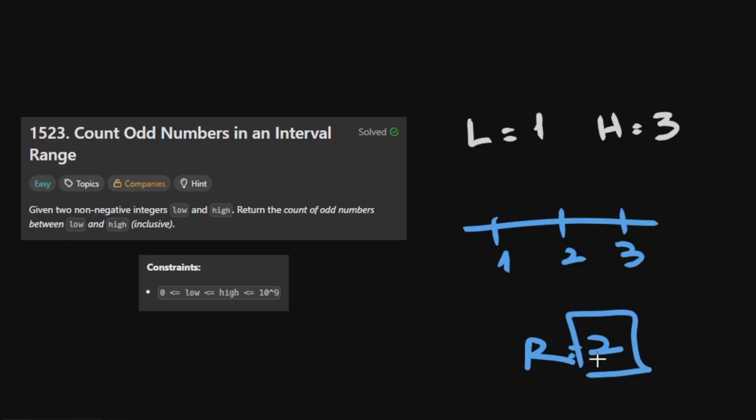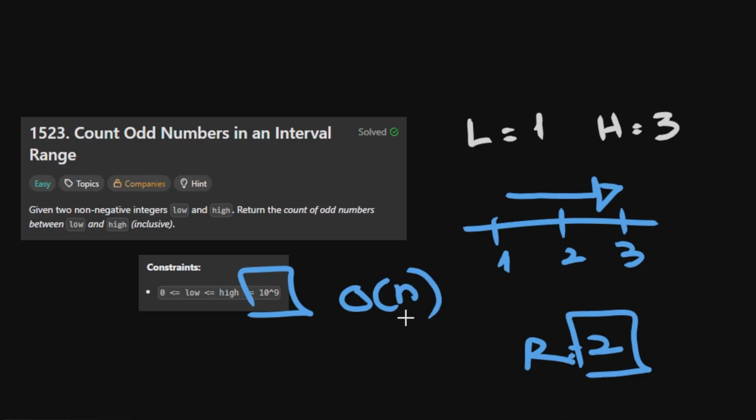Now, maybe you are thinking about iterating every number in between low and high. The problem is down here in the constraints. The difference between low and high can be up to 10 to the power of 9. This means that we can't solve this in big O of n time complexity because n is very big. We need to think about something more efficient.